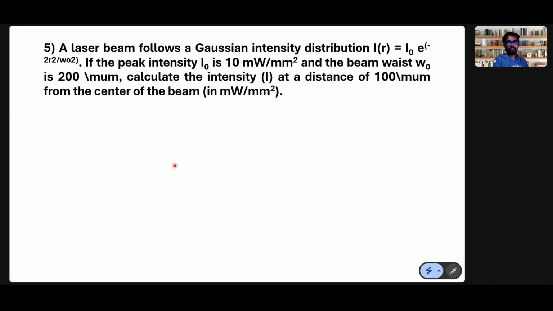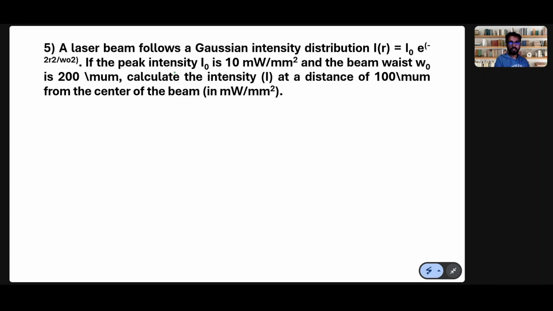Last question. It's a numerical problem. A laser beam follows a Gaussian intensity distribution. So we all saw the Gaussian optics, where you have the relationship I(r) equals I naught e power minus 2 r square by omega naught square, where omega naught is your beam waist and r is your distance from the center of the beam.